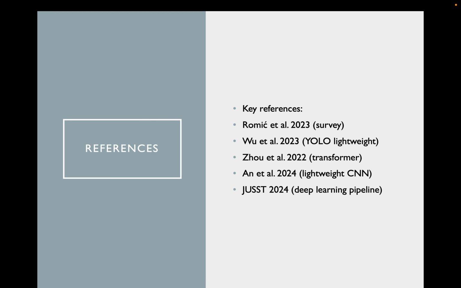Here are a few modern references, including papers on lightweight CNNs, YOLO variants, transformer-based methods, and surveys. The full annotated bibliography is available on my GitHub Pages tutorial website.